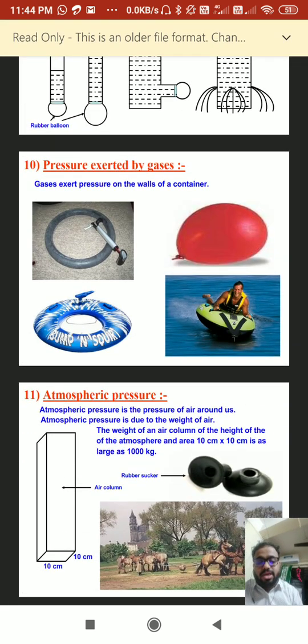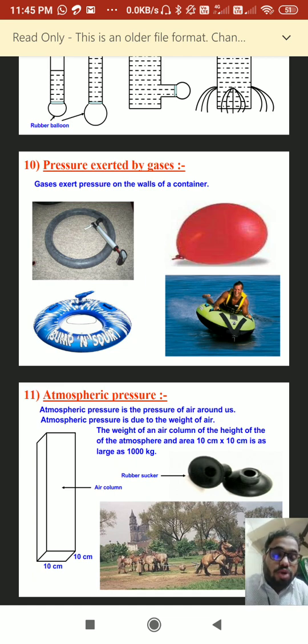Then pressure exerted by gases. Gases also exert pressure on the different walls of the container. For example, a balloon: if you blow into it with your mouth, the air gets inside it. That air is putting pressure on the walls of the balloon. So when we put a hole in it, the air comes out suddenly, which proves that air is exerting pressure on the walls of the balloon. Then suppose an automobile tire. Whenever there is a puncture in the tire, the air comes out. Which means the air was exerting pressure on the tube, on the tire. So when you put a hole, it comes out.